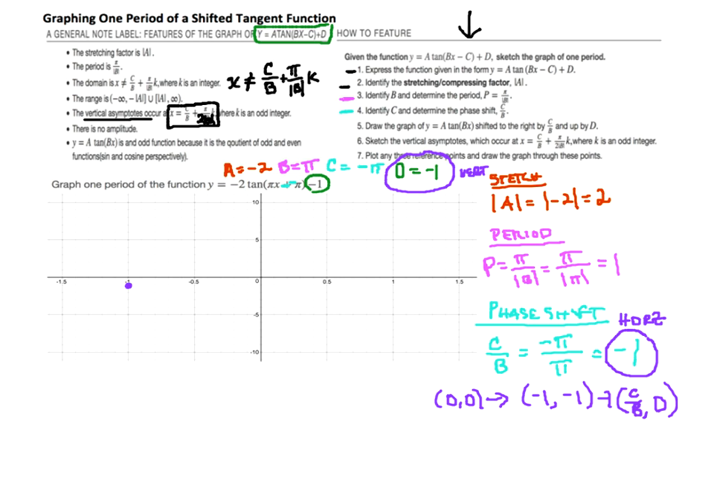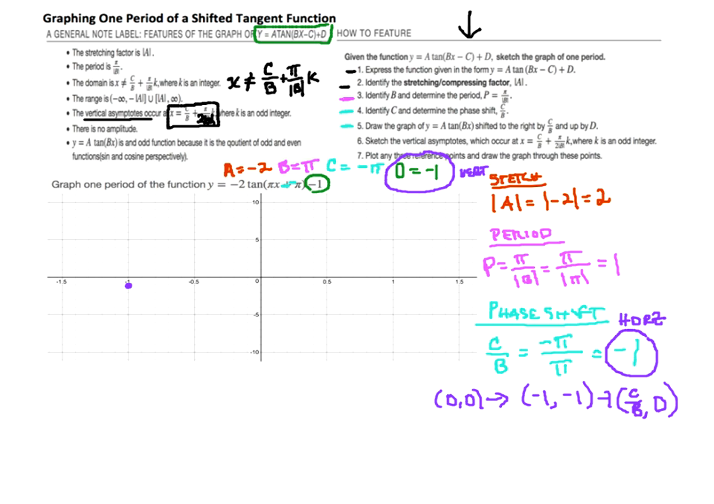Okay, so draw the graph of y equals a tangent b of x, shifted to the right by c over b and up by d. So I went ahead and graphed that point. Already done that. Check. Sketch the vertical asymptotes.